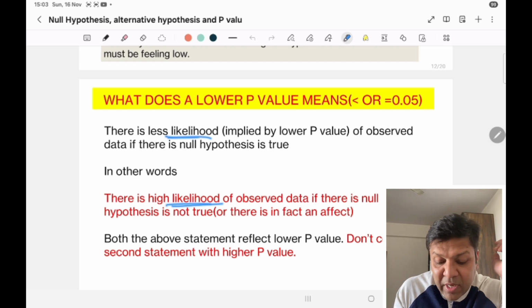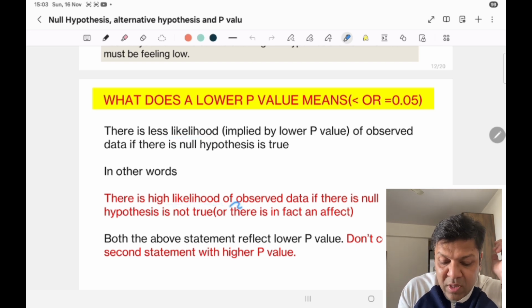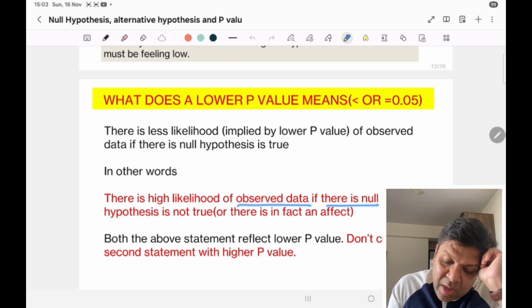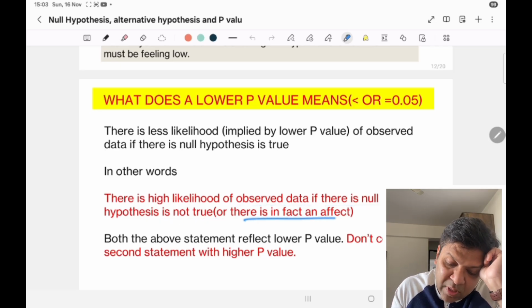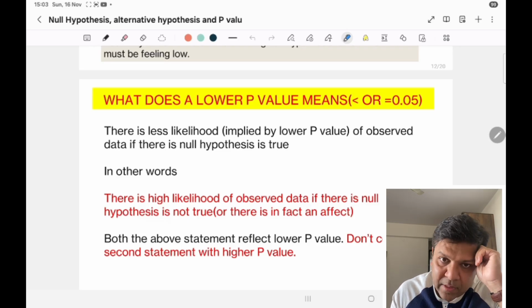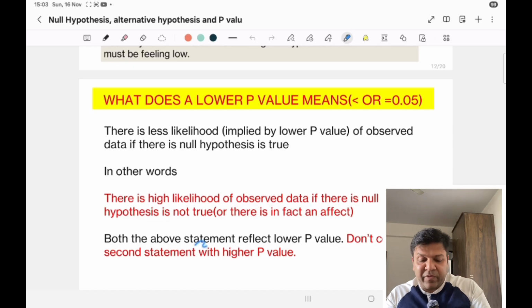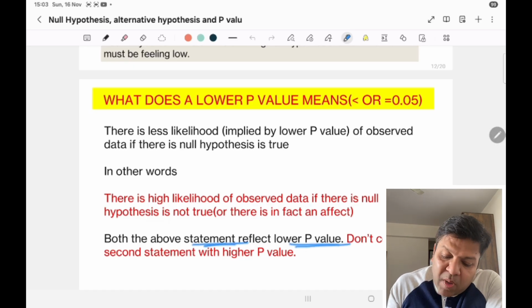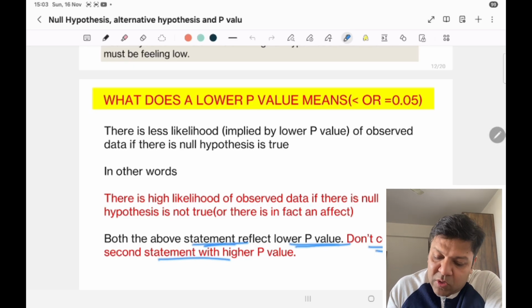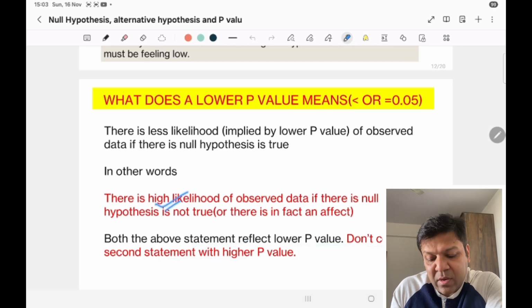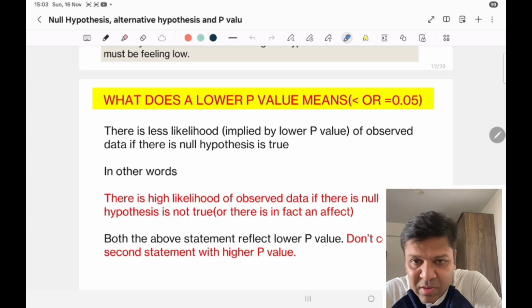In other words, less likelihood is replaced by high likelihood of the observed data if the null hypothesis is not true, or there is in fact an effect. Correct? A lower p-value tells us that the data is statistically significant. Both of the above statements reflect the lower p-value, so don't confuse the second statement with a higher p-value. They can give you a statement like this: the high likelihood of the data is represented by a lower p-value.